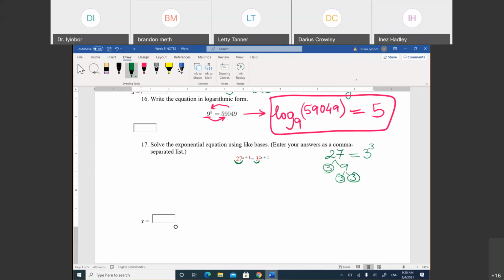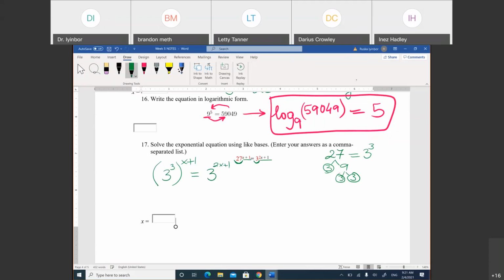So 27, I'm going to change it to 3 with exponent cube. That's 27. With exponent, what is the exponent? X plus 1 equals 3 with exponent 2x plus 1.